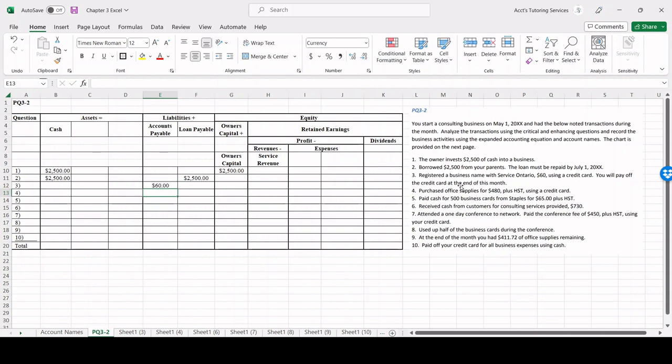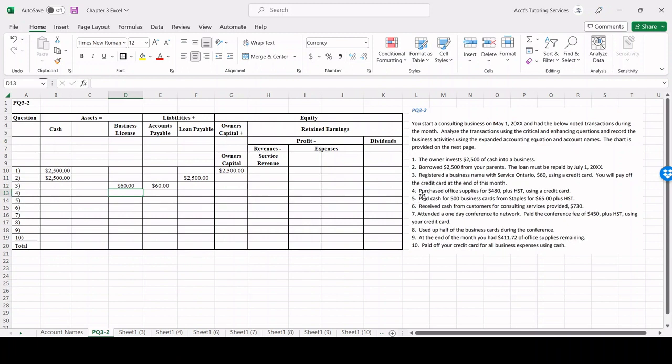Now we know that a business name is considered to be a business license. So we're going to set up a new account under assets for business license. Remember, business license is an intangible asset that provides us with a future benefit. So let me retype this out, business license. And that's also going to go up by $60.